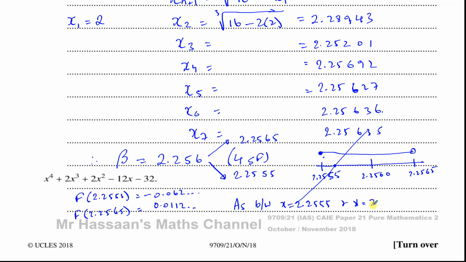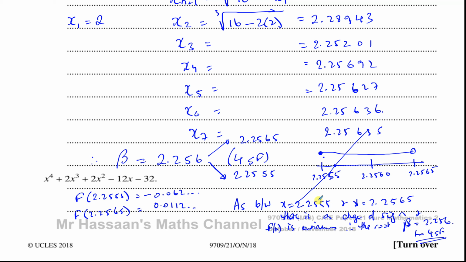So we can see that between x equals 2.2555 and x equals 2.2565, there is a change of sign, and our function, which we call f of x, is continuous. Therefore, the root beta is equal to 2.256 to 4 significant figures, because we chose the upper and lower bounds.